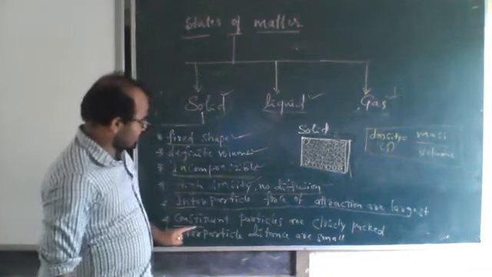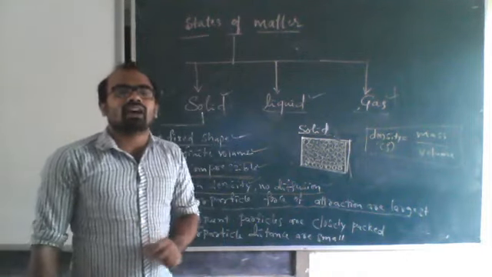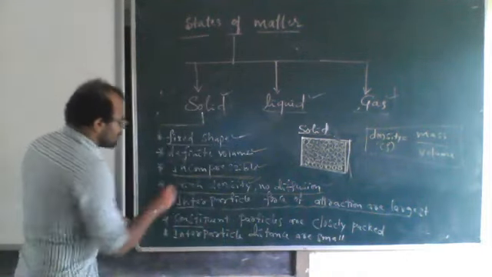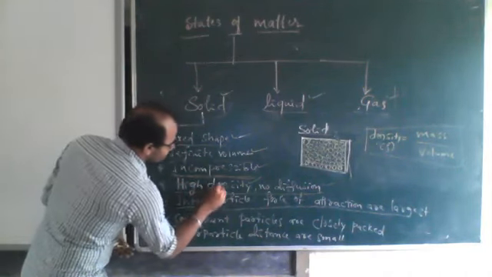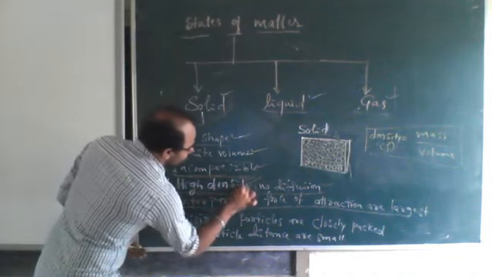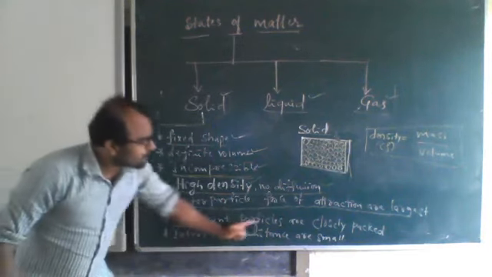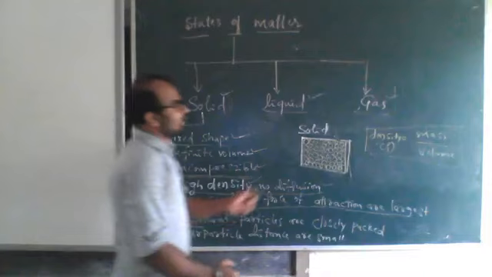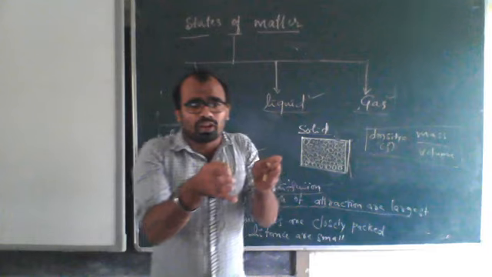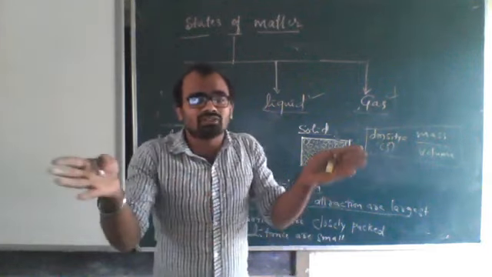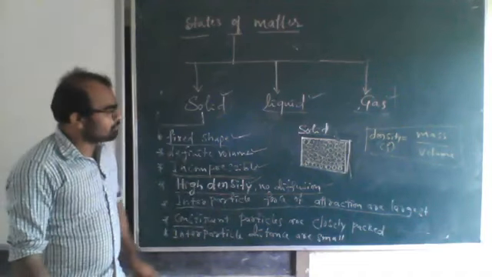Next one, constituent particles are closely packed. Constituent particles are closely packed means what? Here it is, I will write it again. High density. It is not clearly visible, so I have written it again. See, constituent particles are closely packed. So all the particles present in a solid are closely packed. They are closely bound. They have a fixed boundary. That means they are closely bound.